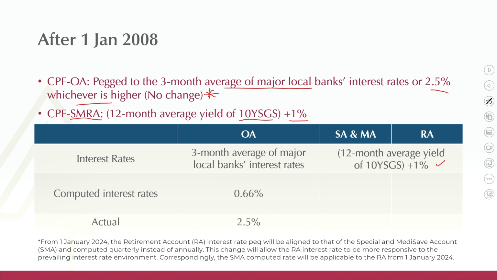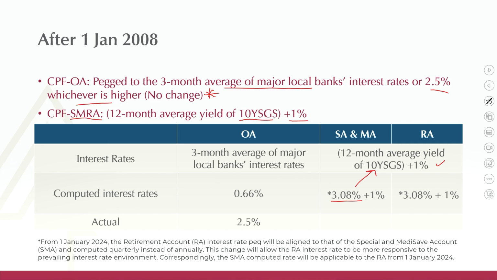Again, to make the numbers more realistic, I've extracted these numbers. This 3.08% is based on the more recent numbers of our 10-year SGS. Recently, the 10-year SGS yield has been about 3.08%. Then the CPF Board gives an additional 1% on top of that. So for the retirement account, it is the same in this case.